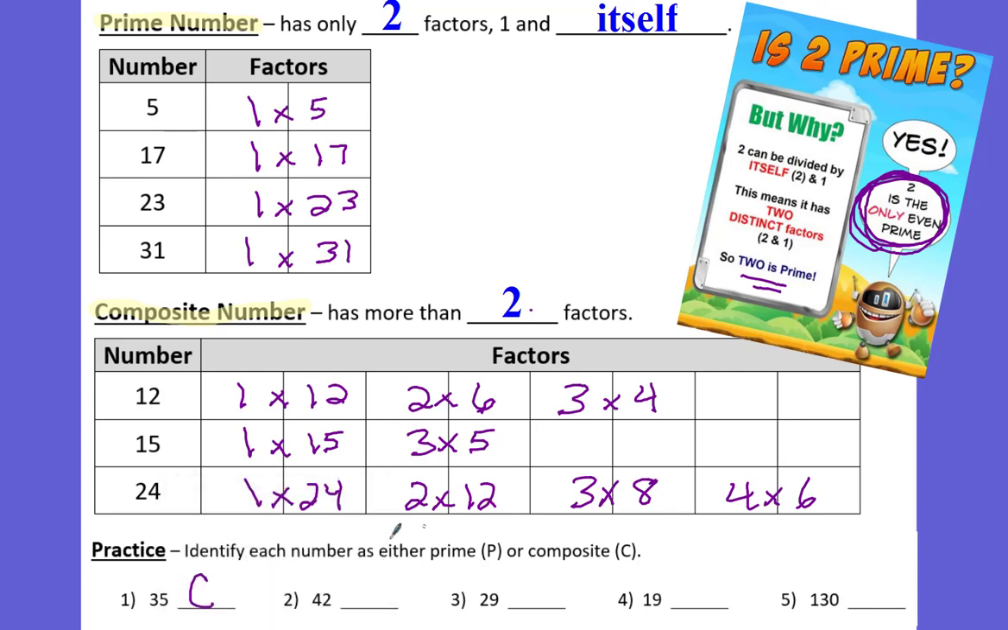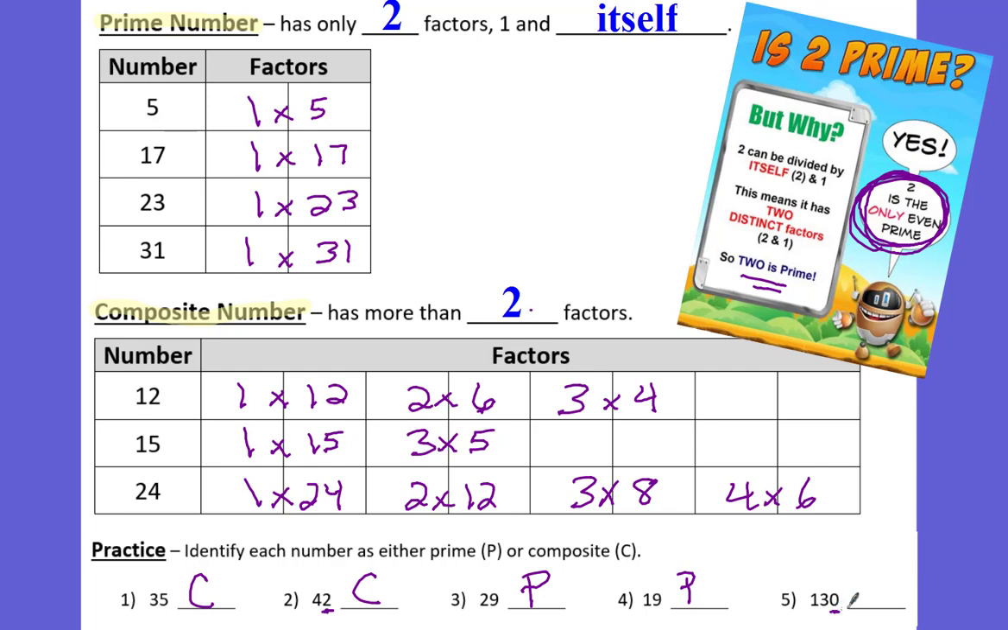So, 42. Is this prime or composite? Well, I know that 42, this 2 is an even number. That means it's also divisible by 2, which would make it a composite number. 29 is not even. I know 1 times 29, and if I can think of any other factors, I know 3 times 9 is 27. So nope, 29 would be a prime. 19 is also prime.